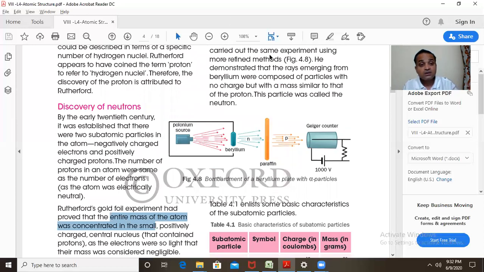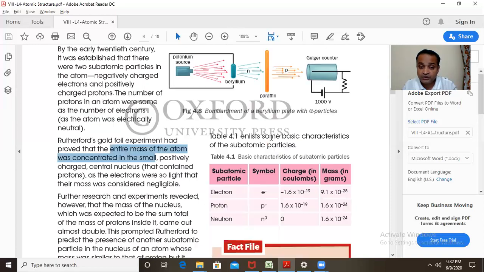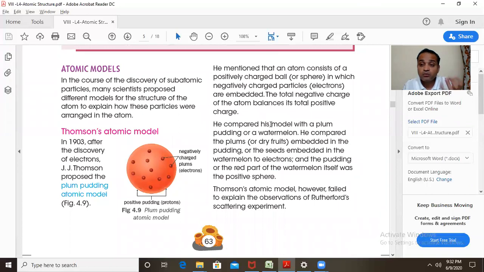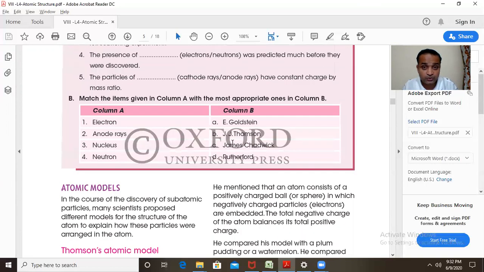So this was, friends, the first video of today. I'm going to share one more video. We are going to see the next part related to the different models of atom. What does the atom consist of? How are the protons, electrons, and neutrons present? How do they move, how do the electrons move? We are going to see it in the next video.